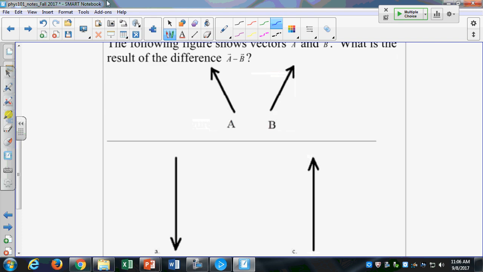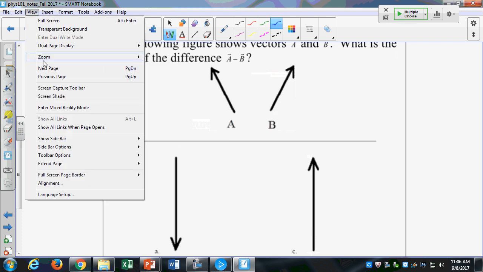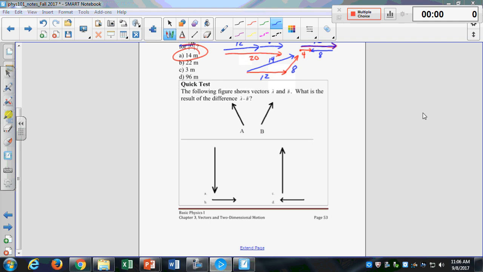You'll definitely have a question like this on the test. I have two vectors here, A and B. Which of these possible options is the result of the difference A and B?